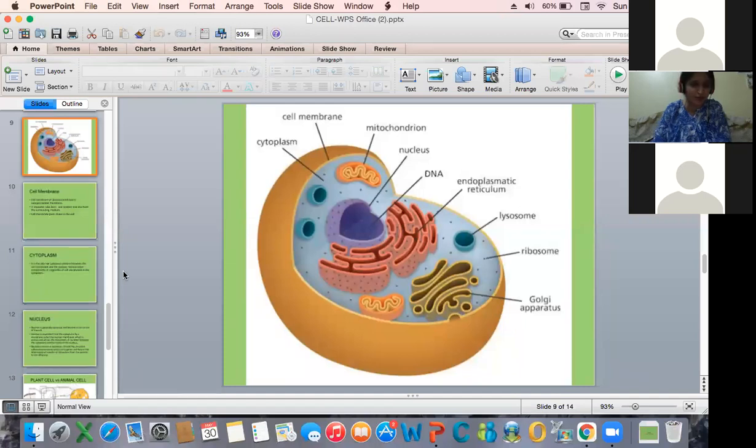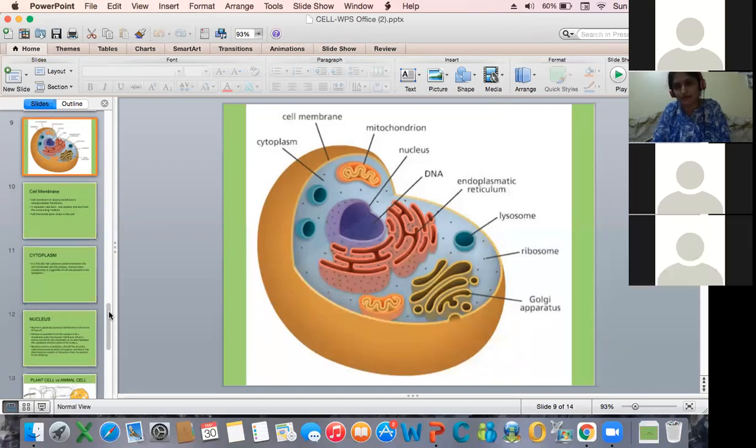Okay. I don't think anyone is having any doubt. So let us start with the cell. Can anyone tell me who discovered the cell for the first time? Who discovered the cell? Robert Hooke. Great. Robert Hooke.